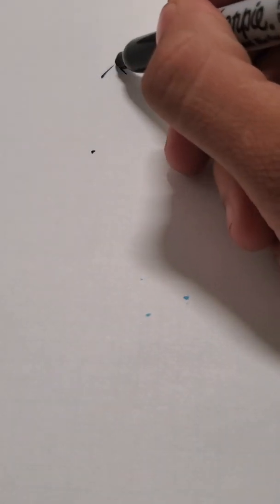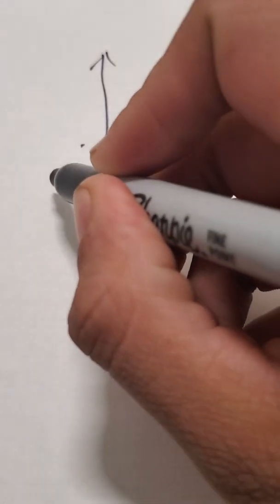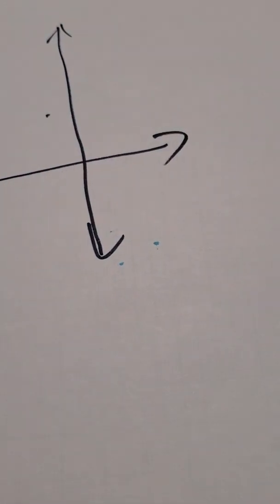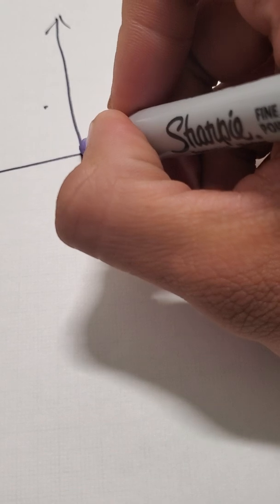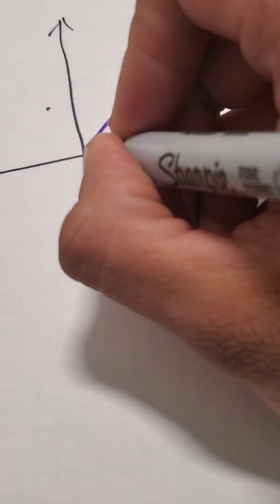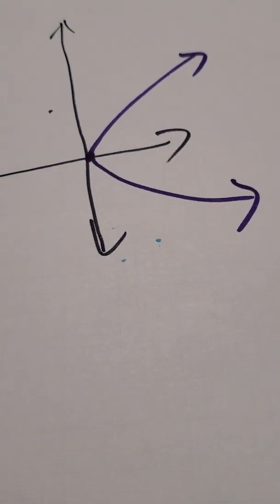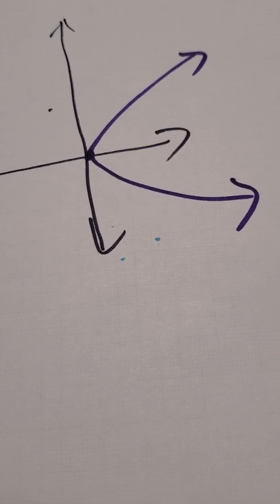So an example of a graph not being a function, let me get a new piece of paper. So let's draw another set of axes, x and y. And say we have a sideways parabola. All right. Is it a function?